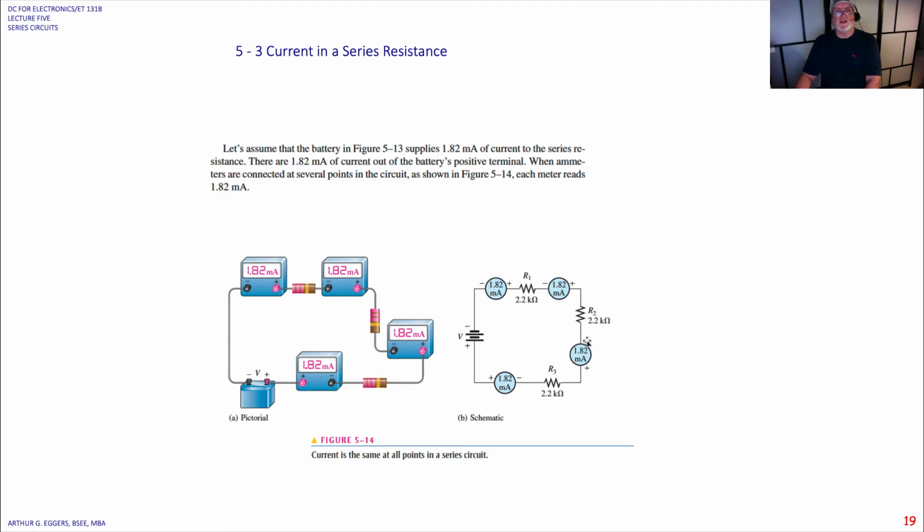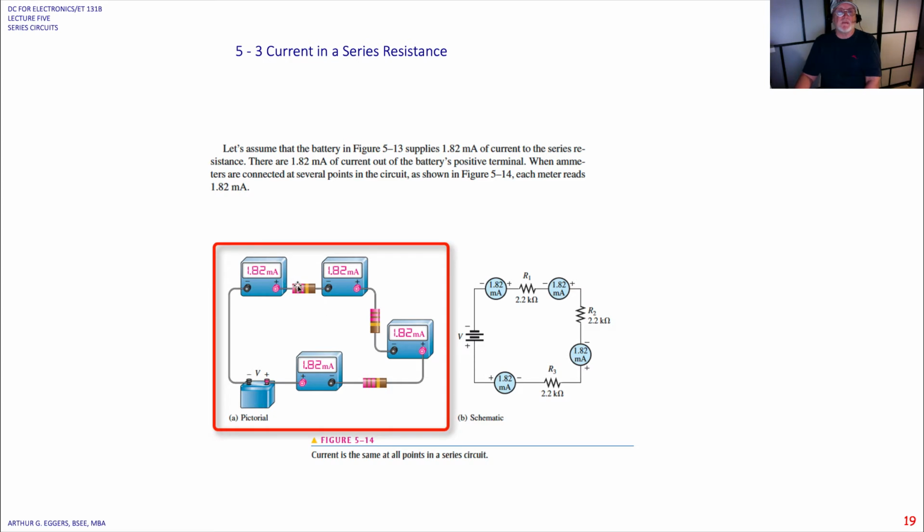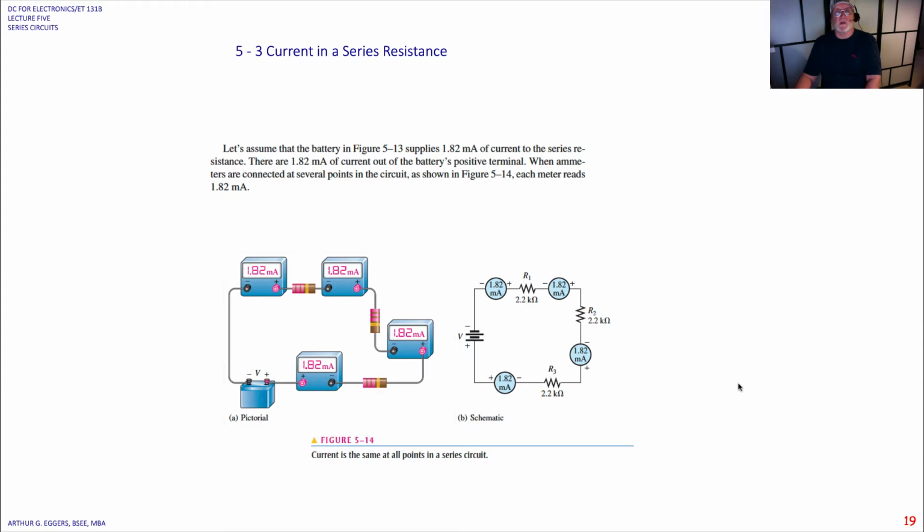You can see here again in the depiction of the actual circuit, we've opened up the circuit, and between each of the connections, we're going to call these nodes. At each of these nodes, you'll notice the current is the same, 1.82 milliamps flowing through these 2.2 k ohm resistors.